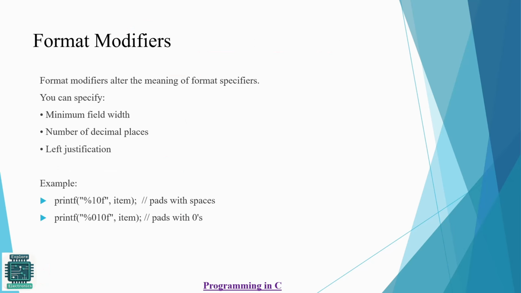And the next one is format modifiers. Format modifiers alter the meaning of format specifiers. You can specify the minimum field width, the number of decimal places, and left justification. Here is an example: printf percentage 10f item pads with spaces. Here 010f item pads with zeros. This is an example for format modifiers.